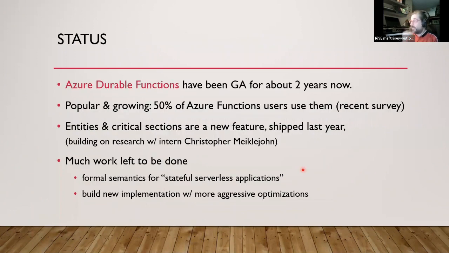So durable functions have been out for about 2 years, and they're pretty popular. So we get more users all the time. They're also popular compared to just stateless functions. So we have maybe 50% of people who use the Microsoft stateless functions, which are called Azure functions, also use durable functions. So the entities and critical sections are pretty new. We shipped that last year. And there's a lot of work that we still want to do.